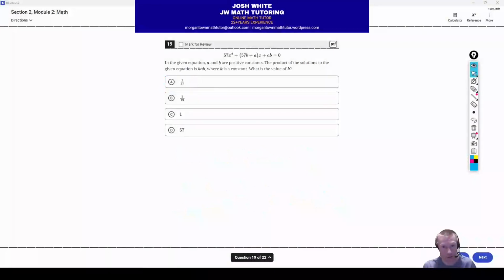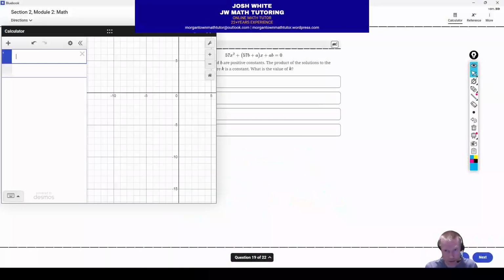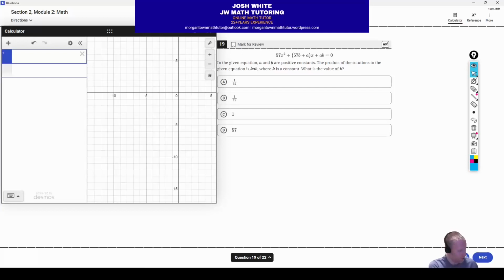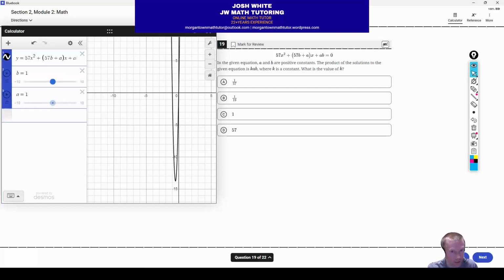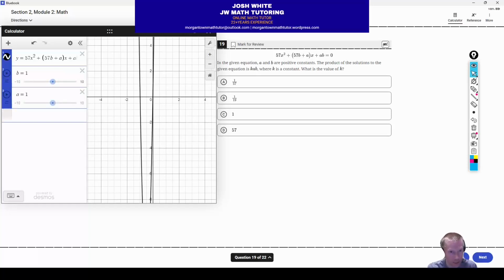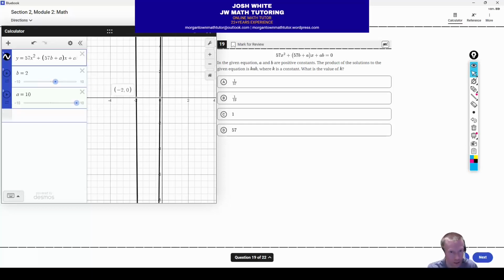But here's how you could also technically get this in Desmos. I mean, this is a little more complicated, but still I want to show it because it is useful. So we go ahead and graph out the function. All right, we're going to add a slider for both A and B, and I'm going to adjust the sliders. Let's see, yep, that's directly on 2.